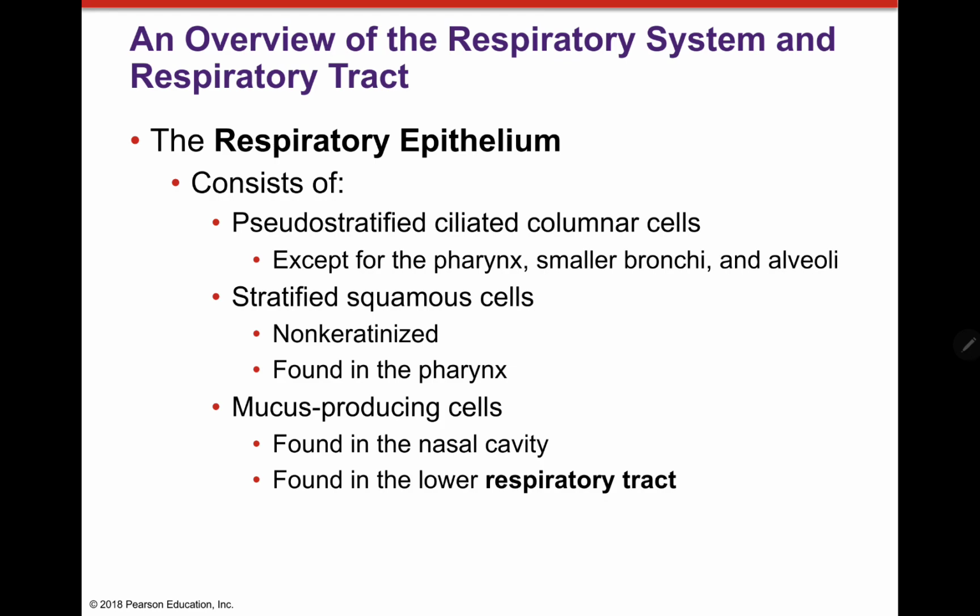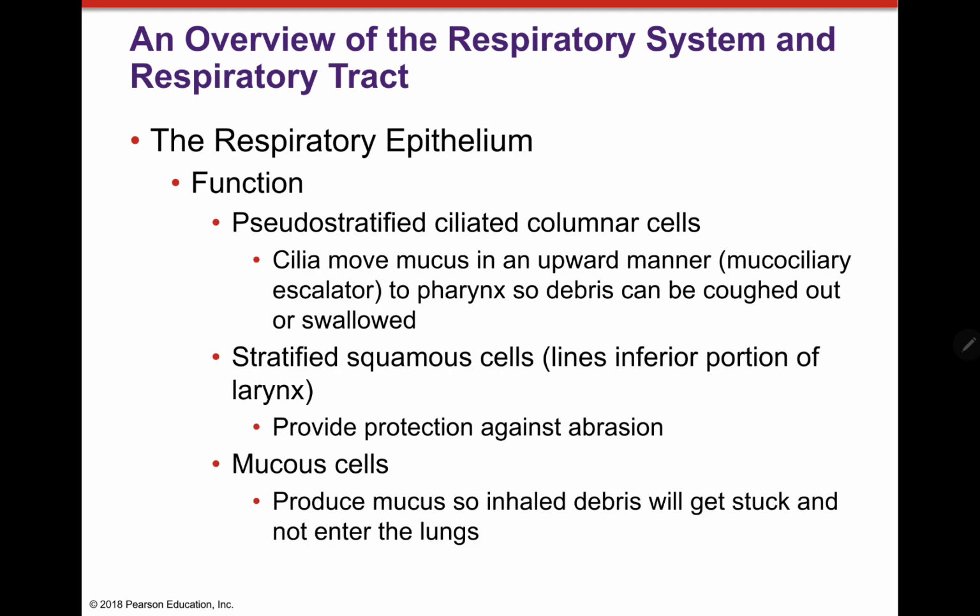When we're looking at the respiratory system, it's going to consist of respiratory epithelium. That's going to be pseudostratified ciliated columnar cells. You're going to find that within the respiratory tract, except for areas such as the pharynx, the smaller bronchi, and the alveoli. You're going to find stratified squamous cells in the pharynx. And you're also going to find along this respiratory tract and in the nasal cavity mucus producing cells that will coat that respiratory epithelium.